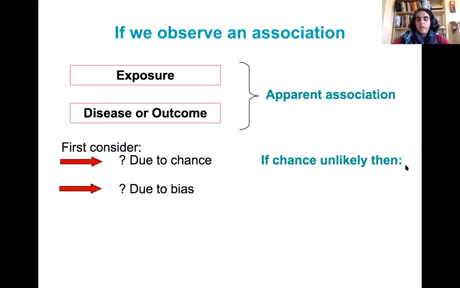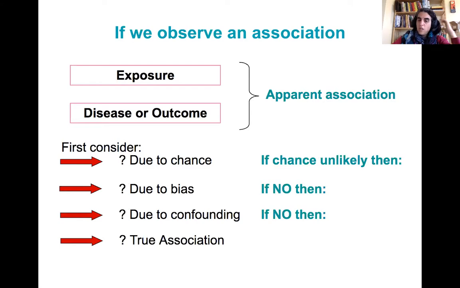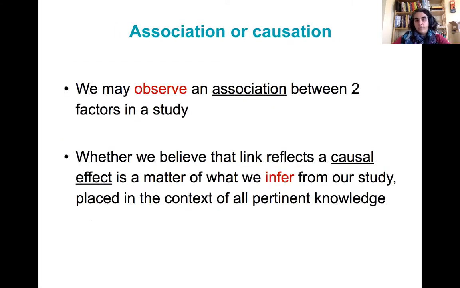If chance is unlikely, then is it due to bias? We have to think about measurement bias and selection bias. If we think we've done a pretty good job of taking care of that, then we ask about whether there were confounding factors that played a role. And there very often are, but we probably did our best to consider those. And if we think confounding factors have been pretty well taken into consideration, then we really do have an association. And we have to try to think about, is this causal?